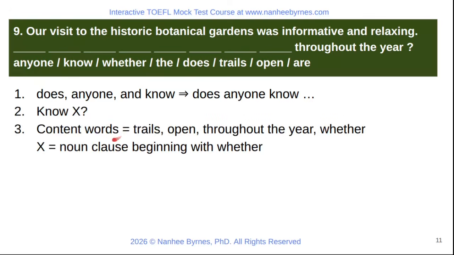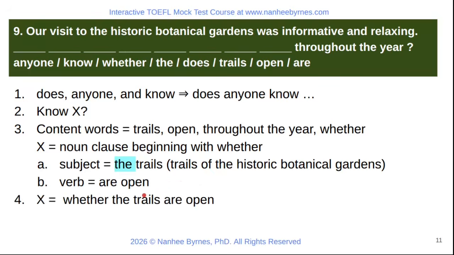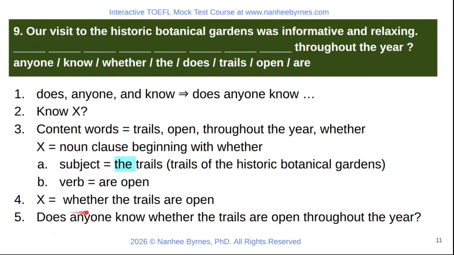Know what? To answer quickly, check the content words and think about what is being asked. The content words are the trails, open, throughout the year, weather. These tell us the core idea. The person wants to know whether the trails are open throughout the year. So the main structure of the sentence is, does anyone know whether the trails are open throughout the year?